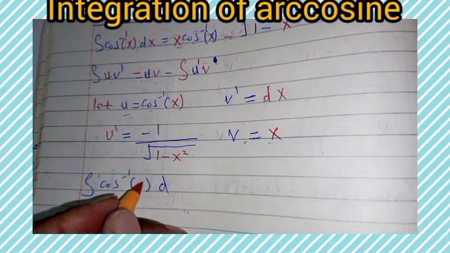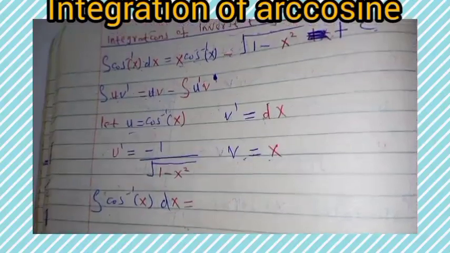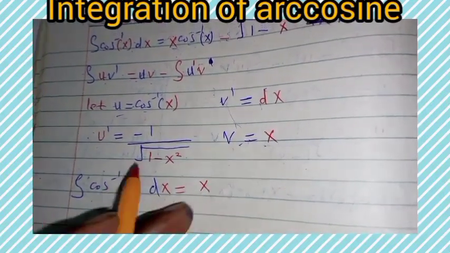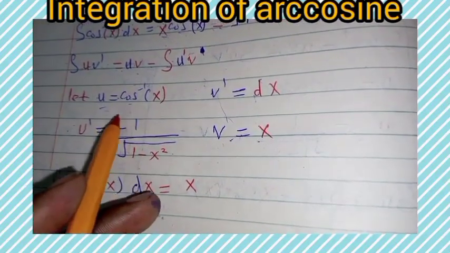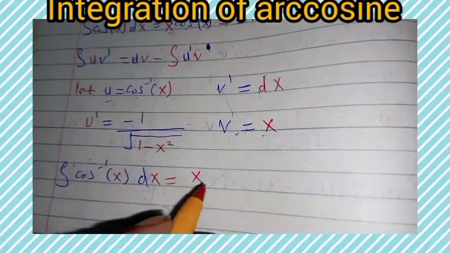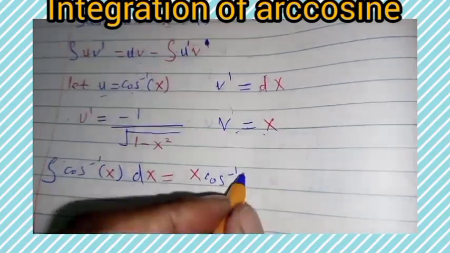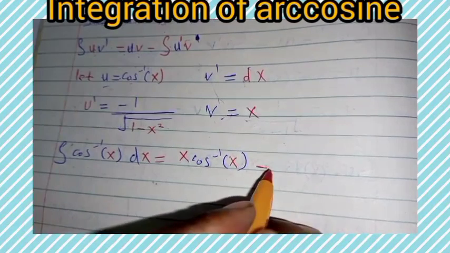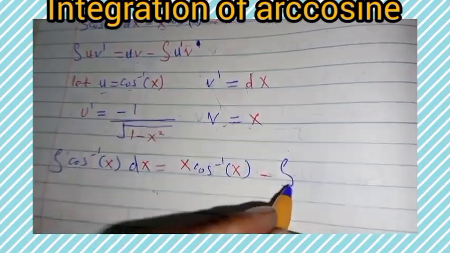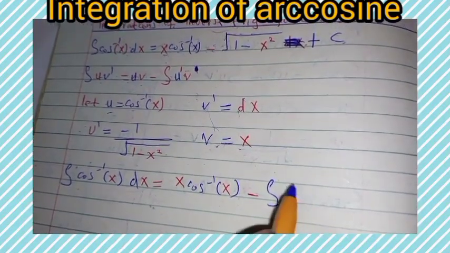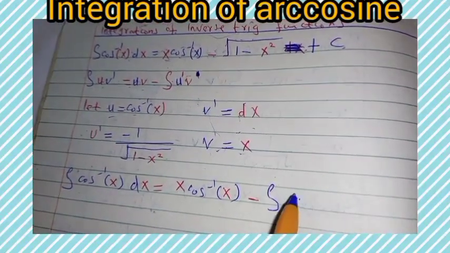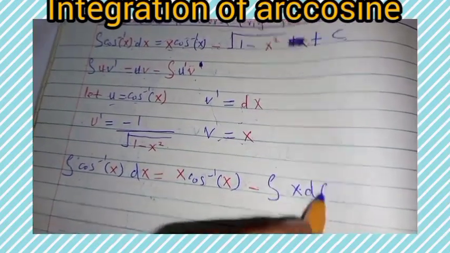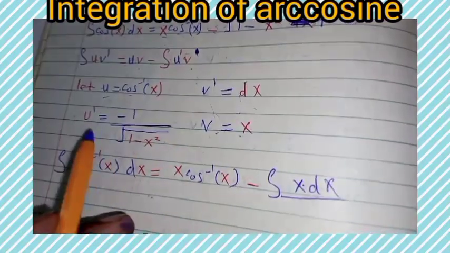dx. So the integral of cos inverse of x dx is equal to, our v is x, so x multiplied by our u, which is cos inverse of x, minus the integral of, our v prime is dx, our v is x, so x dx divided by our u prime, which is this one.